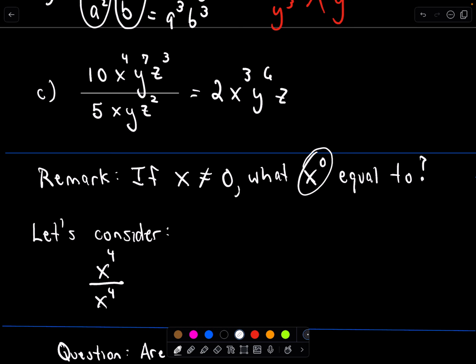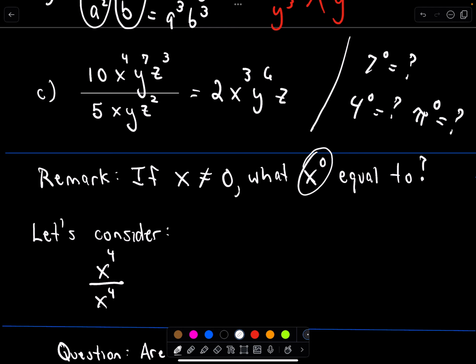What does that equal to? So for example, what does 7 to the 0 equal? What is 4 to the 0 equal? What is pi raised to the 0? What does that equal? Well, let's think about it.